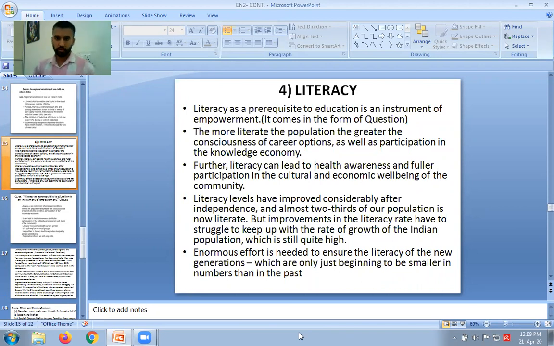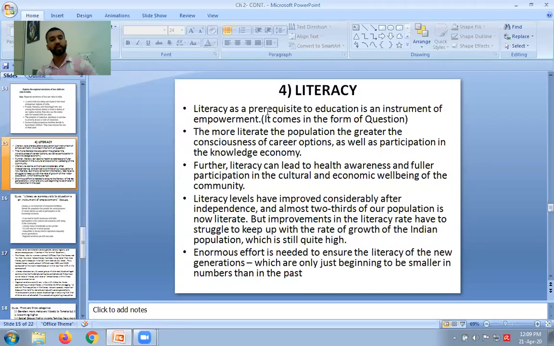So it's a small topic, but there are a lot of things that we need to discuss here in this literacy. Now look at my cursor. Literacy as a prerequisite to education is an instrument of empowerment. Look, here the word prerequisite means something which is very necessary, right? Literacy is very necessary to education, all right? You got to remember this.